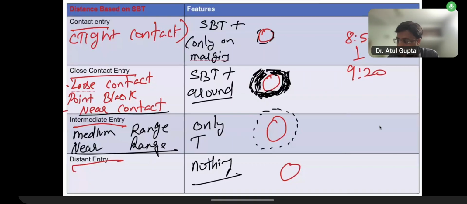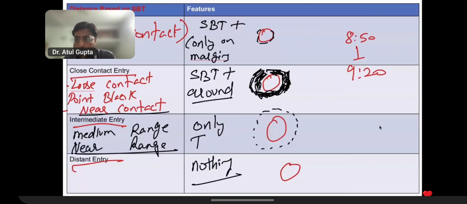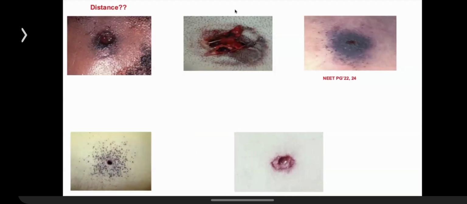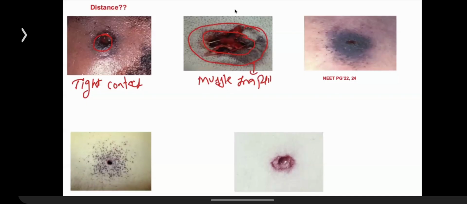Based on singeing, blackening, and tattooing. Okay, so first one, what's the distance? Blackening just only on the margin. So this is tight contact. And here you can see two circles. The outer one is due to the muzzle imprint of the firearm. So this is also tight contact.